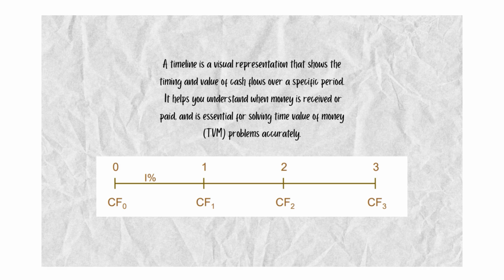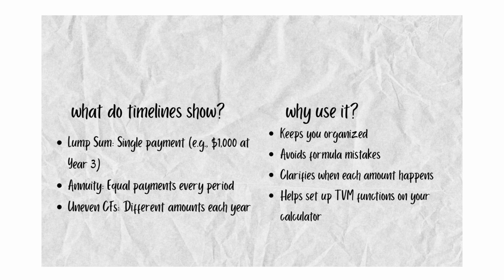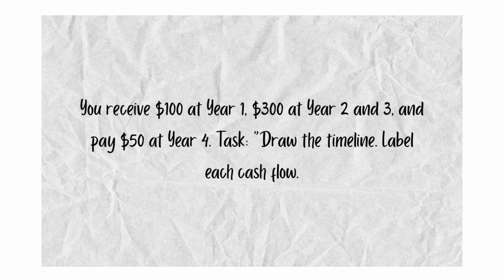Okay, so what can we actually show on a timeline? First, we have lump sums, like one single payment at a full point. Then we have annuities, where the amount is the same every year. And lastly, we have uneven cash flows, where the amount changes each year. Timelines like these help you stay organized, avoid calculation mistakes, and clearly see when each amount happens, which is super helpful before solving anything. Okay, so let's try one.